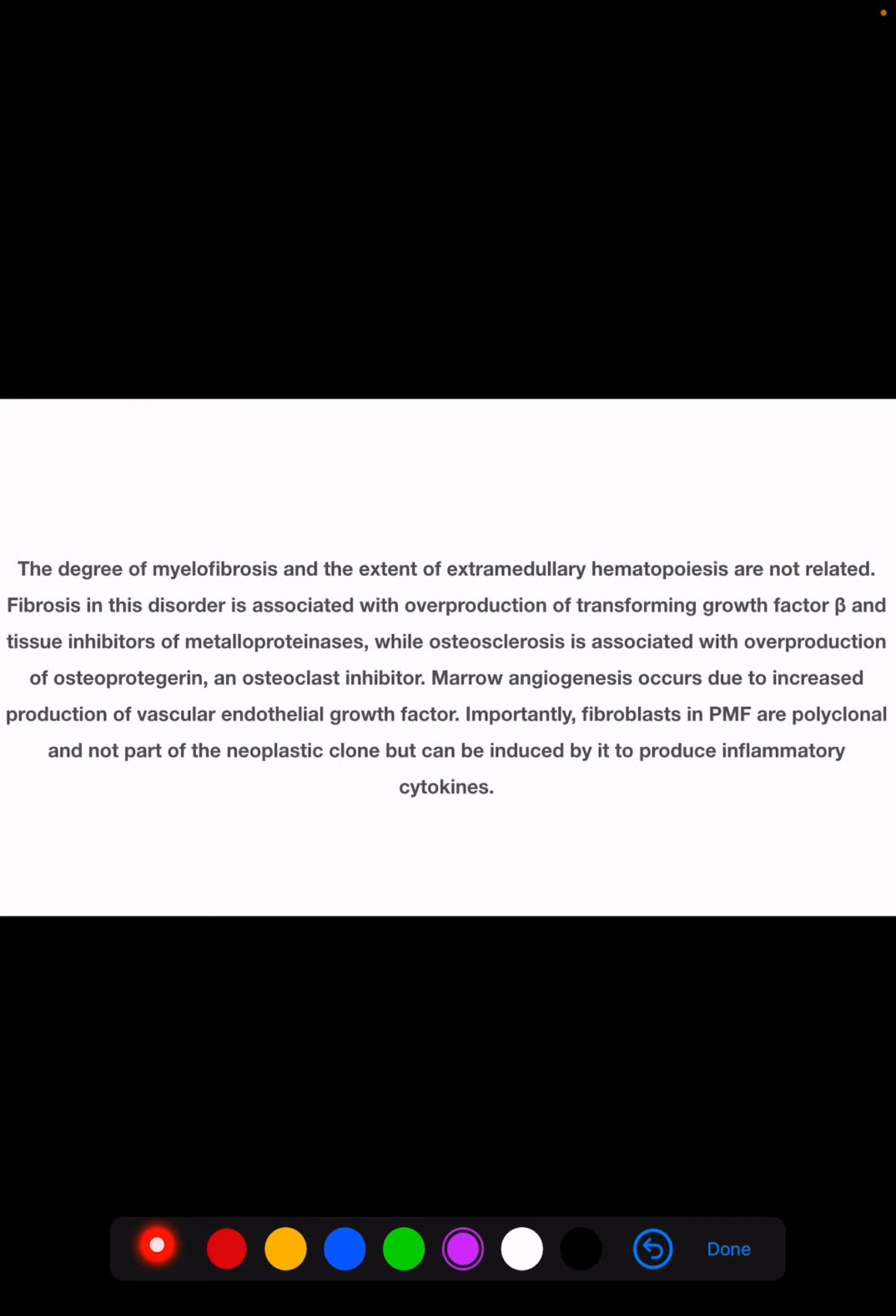The degree of myelofibrosis and the extent of extramedullary hematopoiesis are not related. So there is myelofibrosis, and extramedullary hematopoiesis should happen, but the degree of myelofibrosis and the extent of extramedullary hematopoiesis are not related.